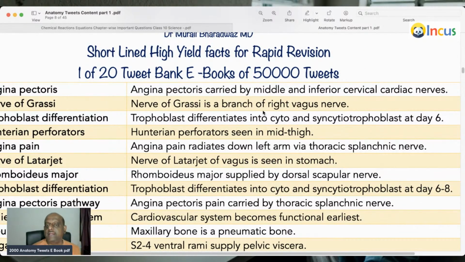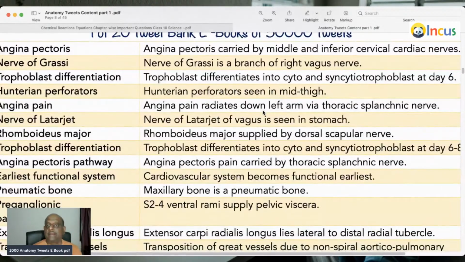The pain of the angina passes down the left arm by a thoracic splanchnic nerve is what you should remember. What is that branch of the vagus that supplies the stomach, doctor? Nerve of Latarjet of the vagus. So you should know what is meant by selective vagotomy. Where do we spare the nerve of Latarjet? So nerve of Latarjet of the vagus is seen in stomach.